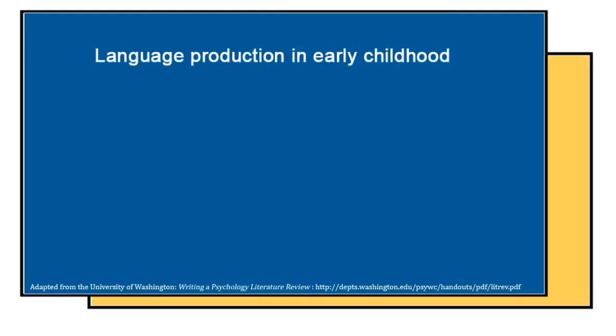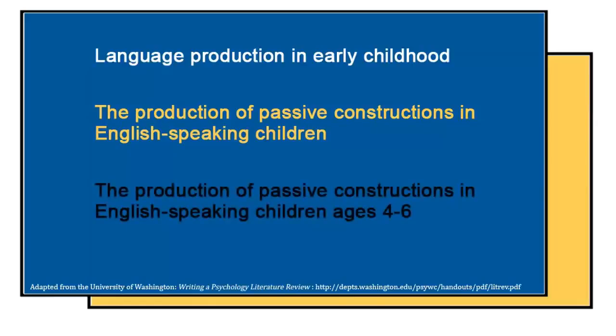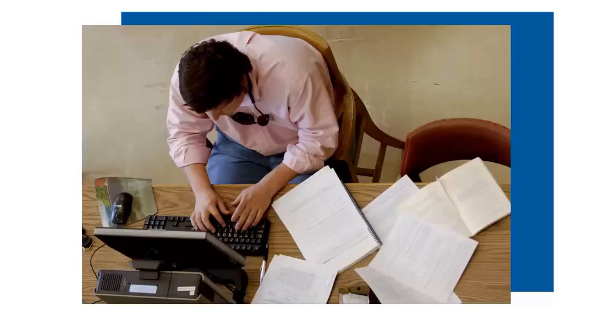Your topic needs to be narrow and focused. For example, rather than looking at language production in early childhood, research the production of passive constructions of English-speaking children. You could narrow the topic even further by looking at only those children ages 4 to 6. Most importantly, your topic needs to be one that interests you. You'll be spending a lot of time reading and thinking about this subject. Make sure it's one that holds your attention.